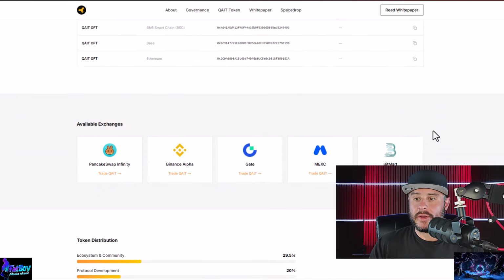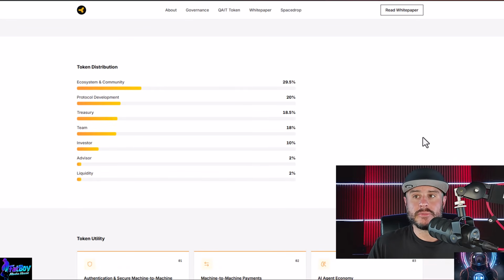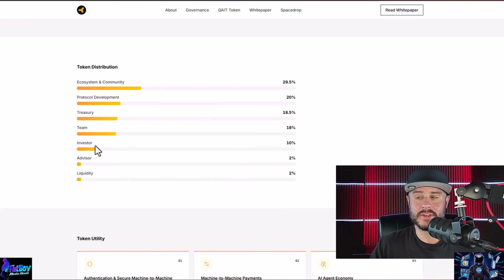And as you roll down, it gives you more information about the token, the distribution of it. So we have the ecosystem and community, you're looking at 29.5% distribution. Protocol development, you're looking at 20%. Treasury, 18.5%. Team, you have 18%. Investor, 10%. Advisor, 2%. Liquidity, 2%.